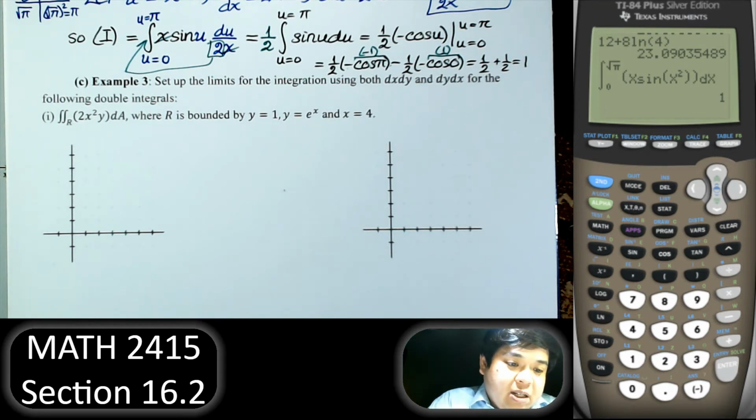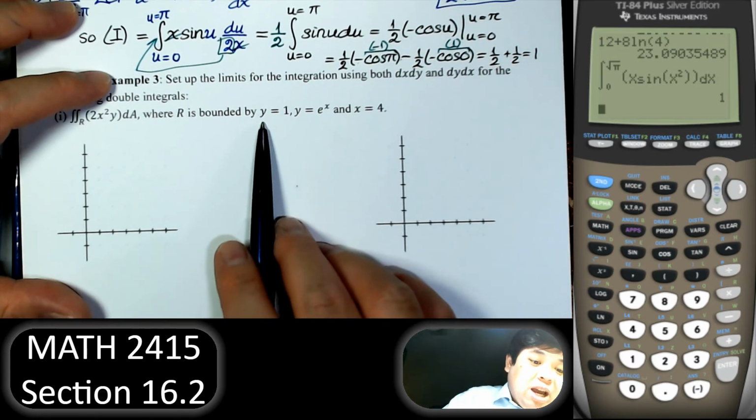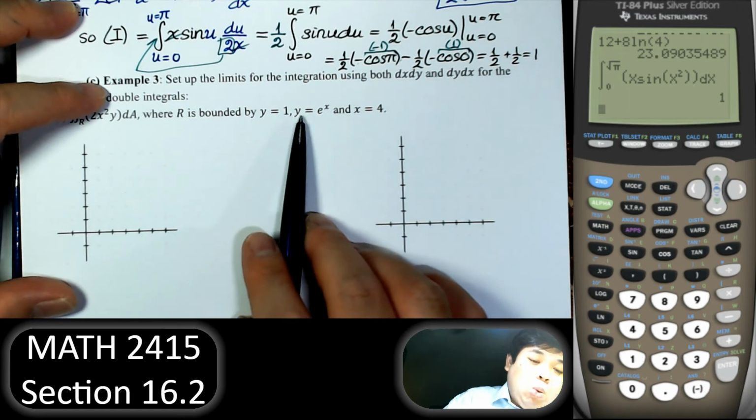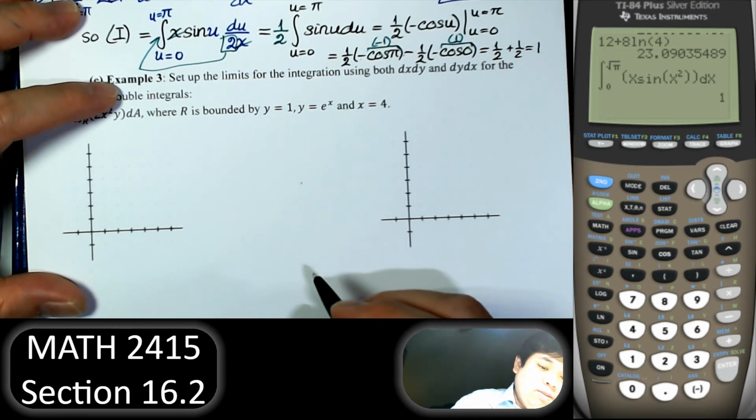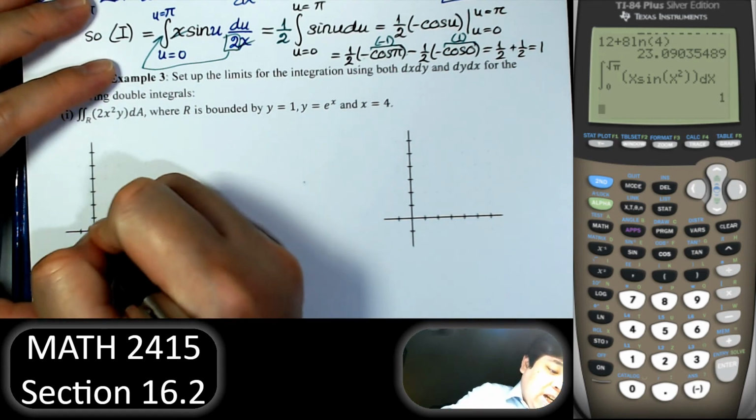Set up the limits for integration using both dx dy and then dy dx. We just need to set it up here. We do not evaluate this integral. So first let's graph a bunch of those functions. The scale is not going to be very good on this one. Y equal to e to the x.